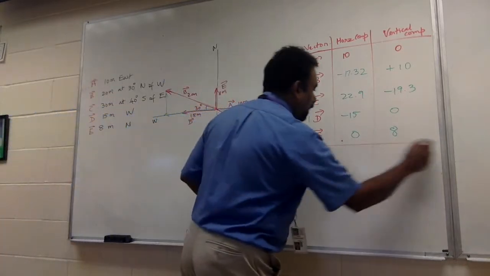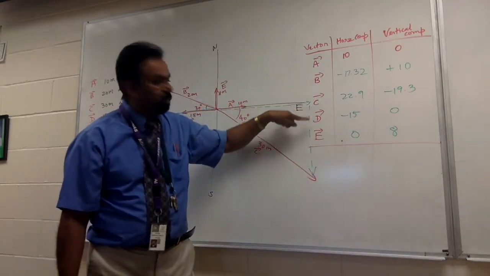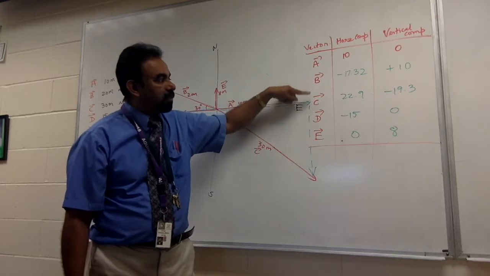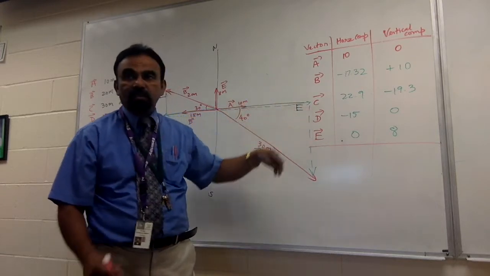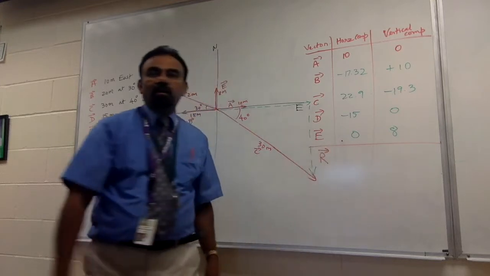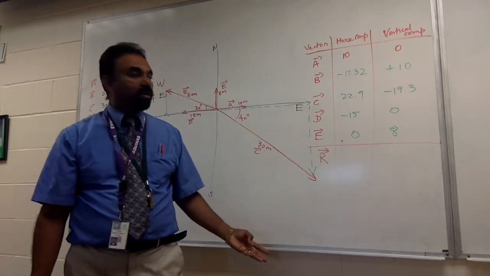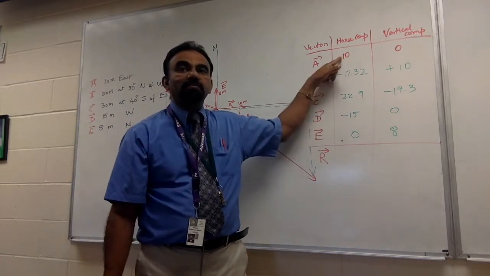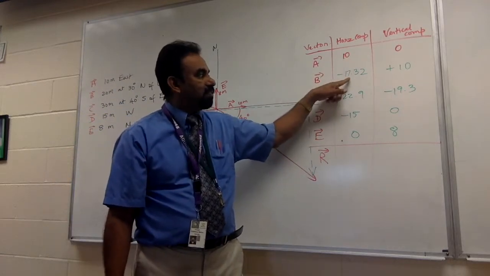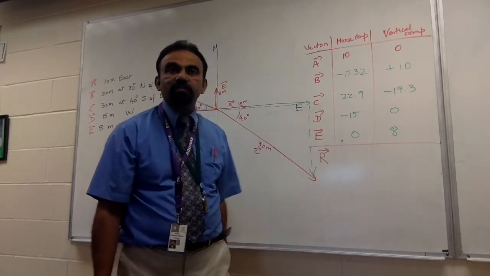Now you're going to add them up. What is vector A plus vector B plus vector C plus vector D plus vector E? It's supposed to give you what? R, which is our resultant. Just add these up: 10 minus 17.32 plus 22.9 minus 15 plus 0. What is it?